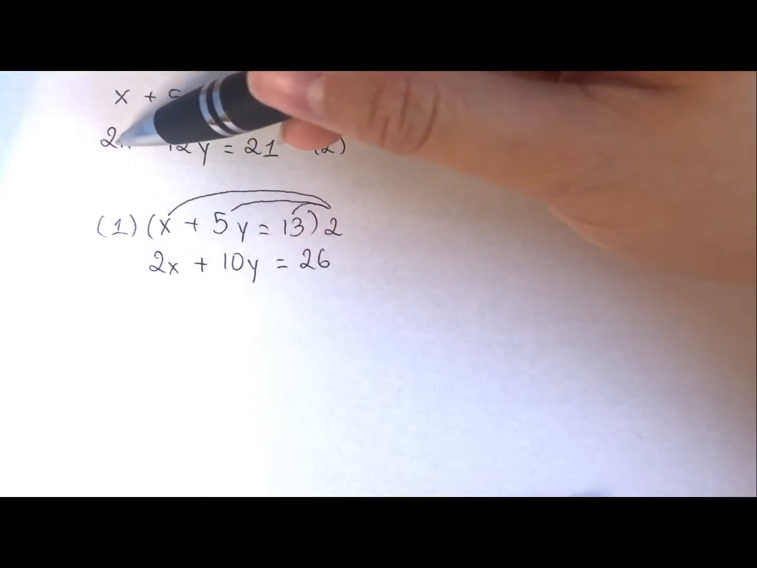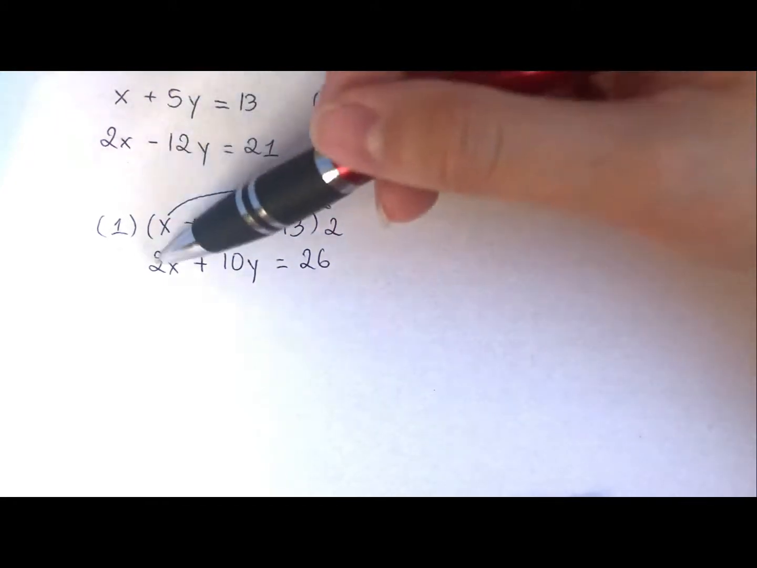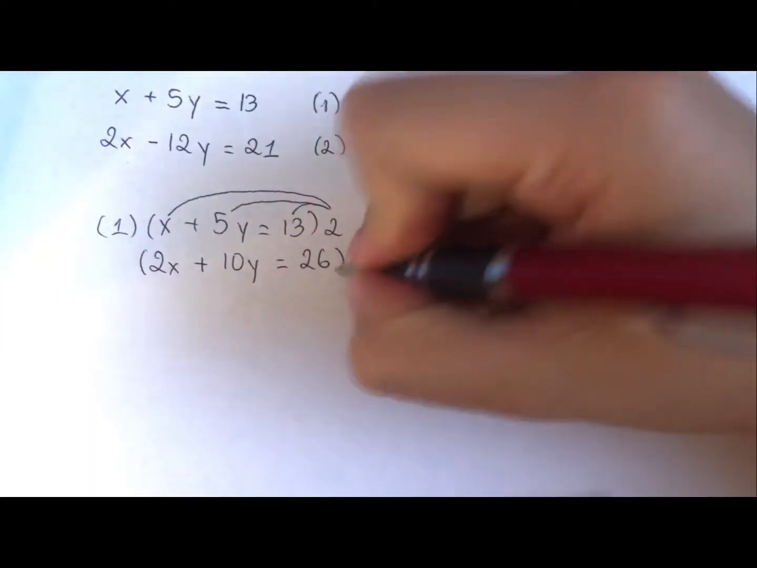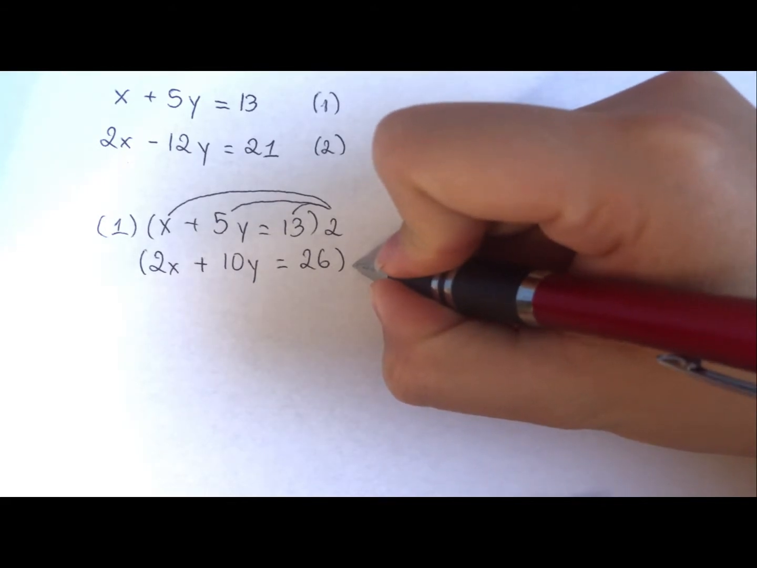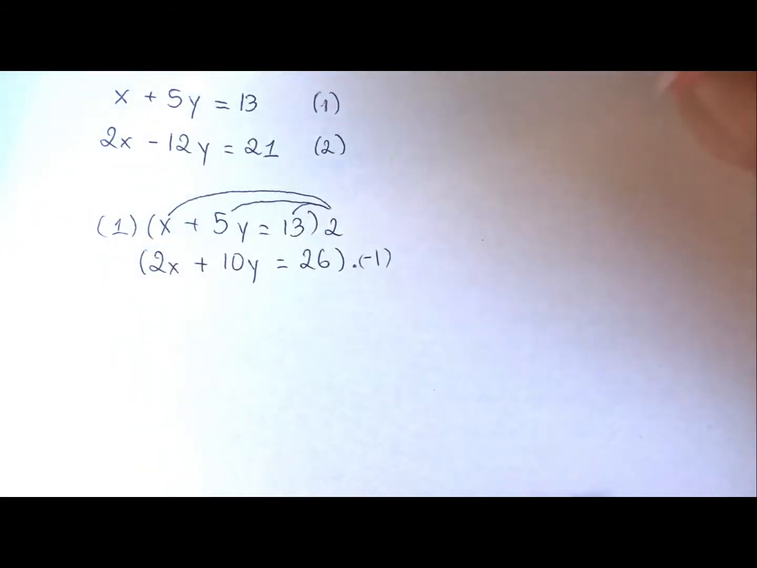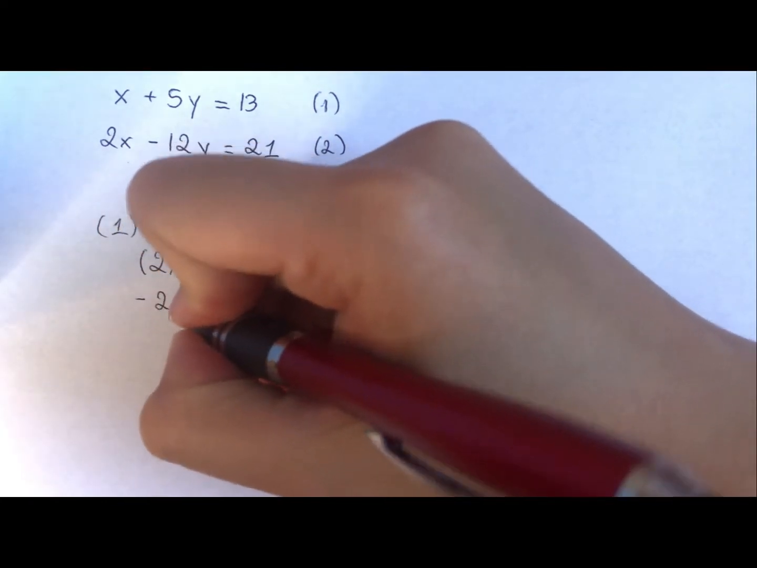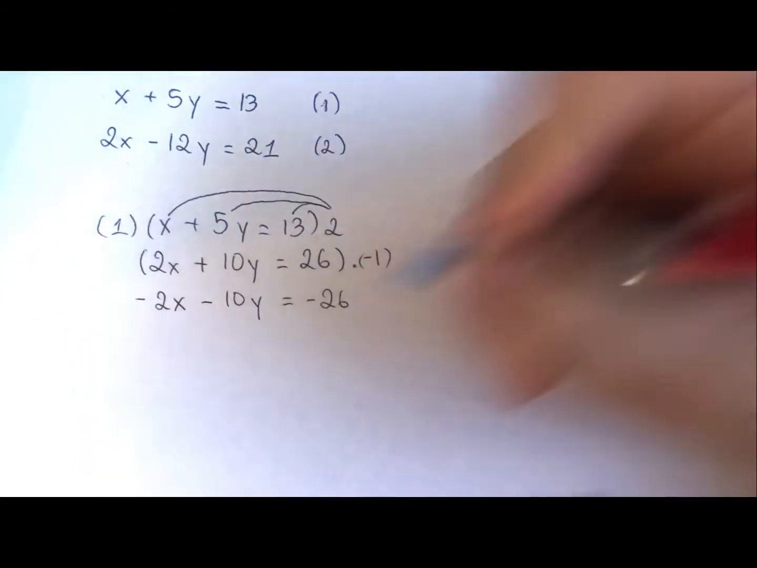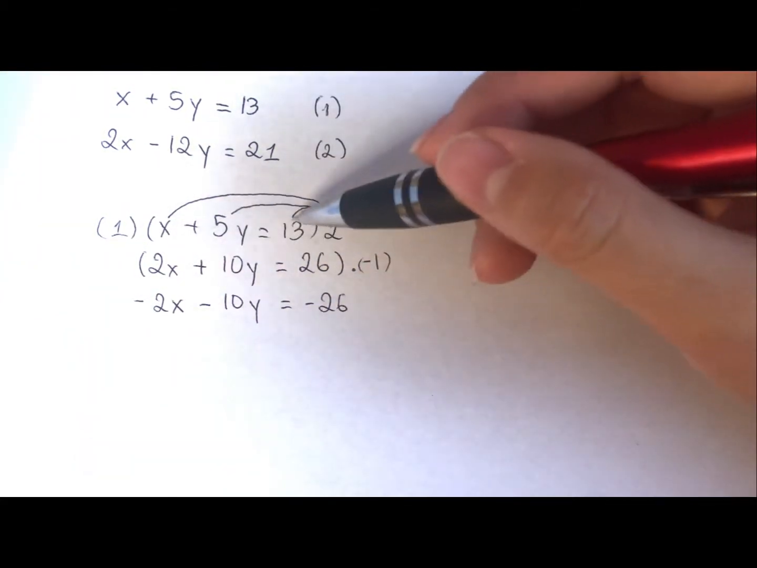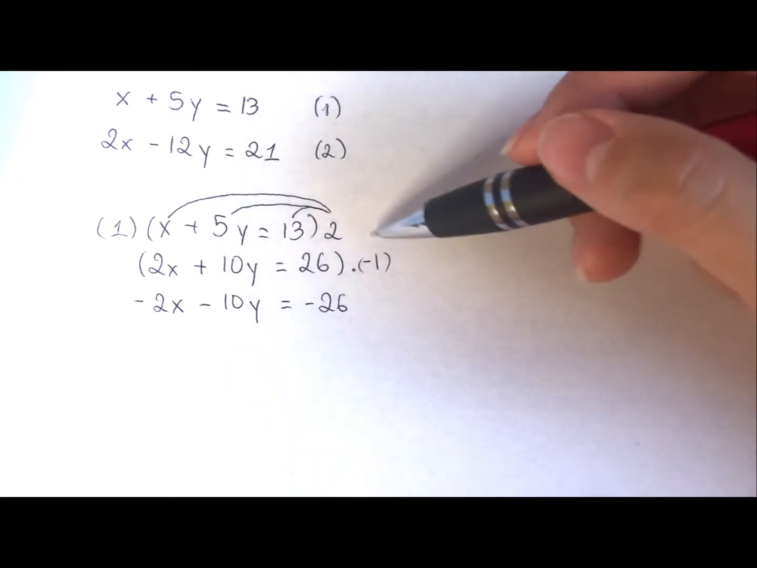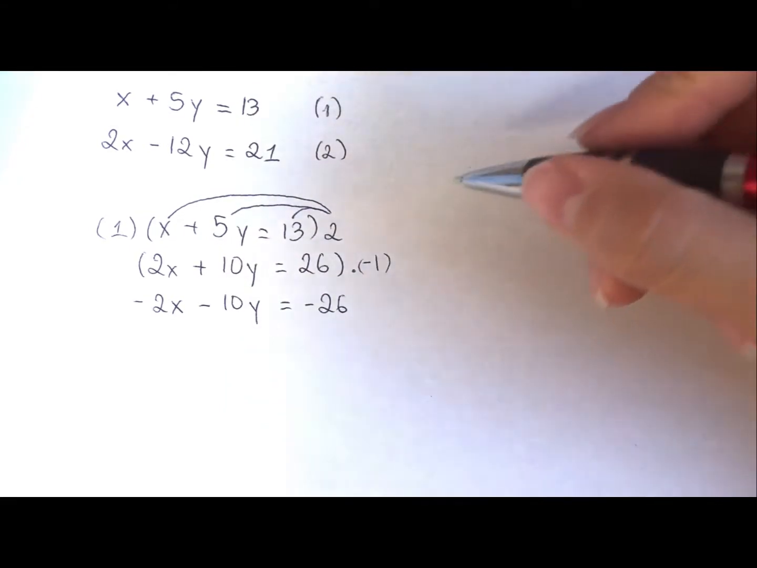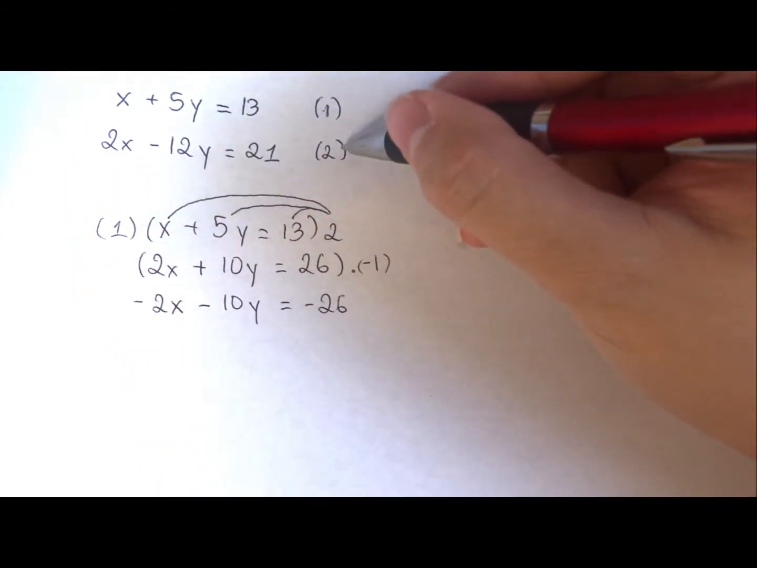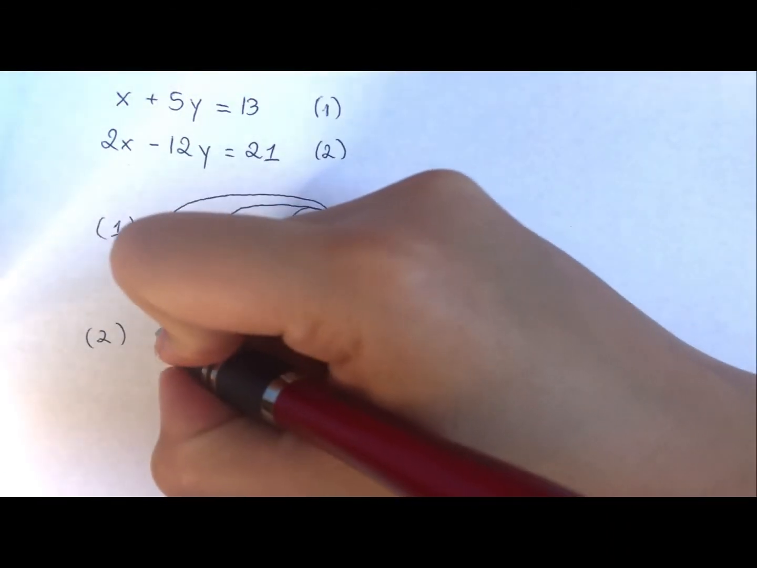The reason I want x to have the same coefficients is so that I can cancel the variable x, and to do that I need them to be of the opposite sign. So I'm going to multiply this whole equation by -1. So I have -2x minus 10y equals -26. You could multiply the original equation by -2, but I just show you in 2 steps so that it's not too confusing. So now that the first equation becomes this new equation, I'm going to bring the second equation down here.